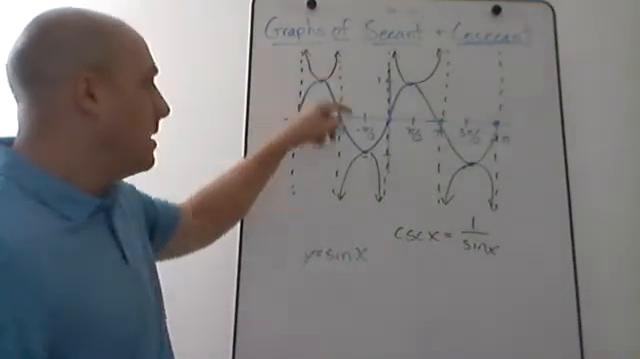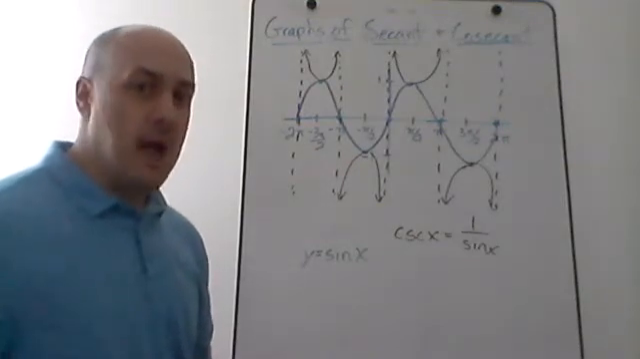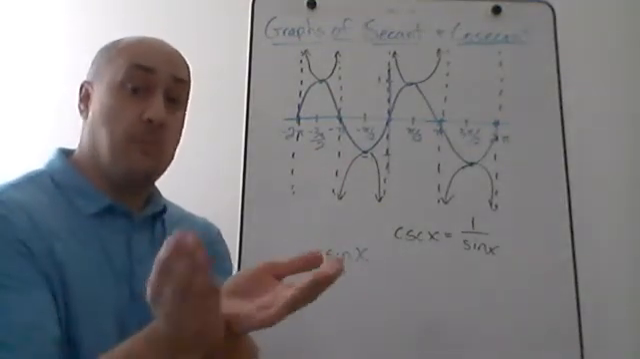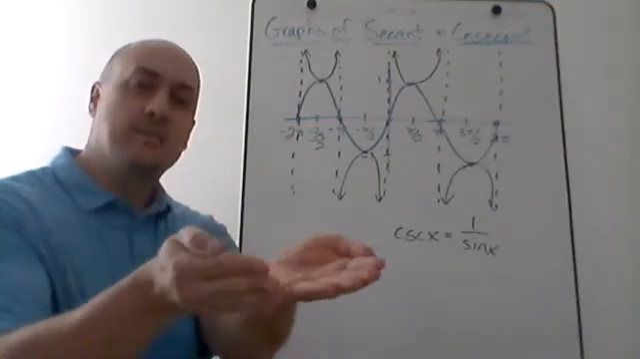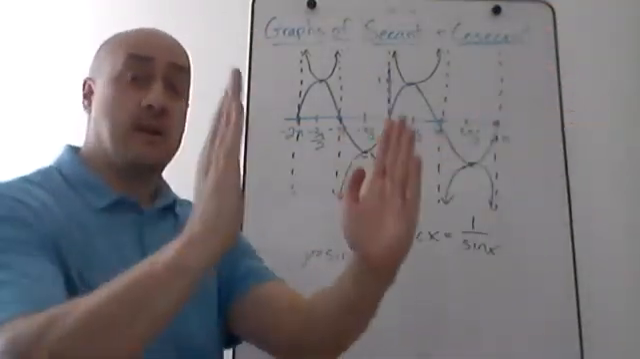The pieces of the cosecant graph look a little bit like parabolas. They are not parabolas, because remember, a parabola for a quadratic function has that U shape, but it keeps spreading out in both directions forever. It doesn't just go straight up and down.